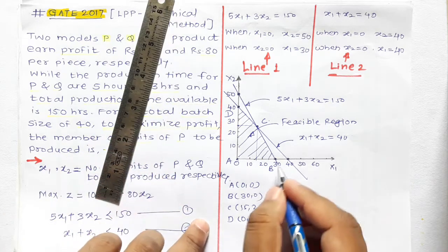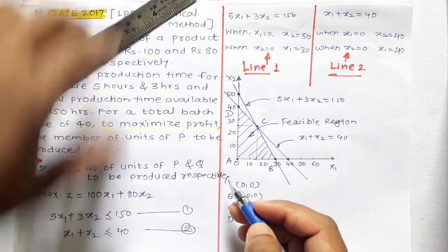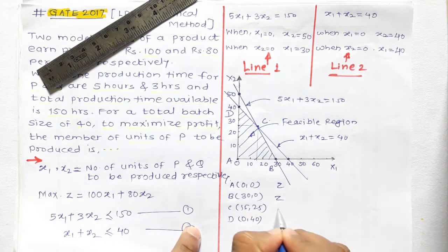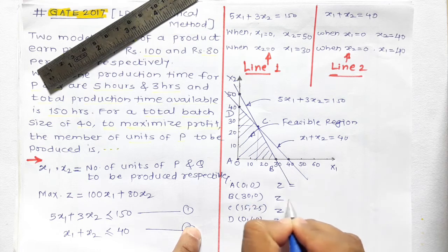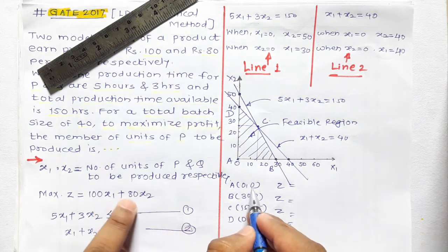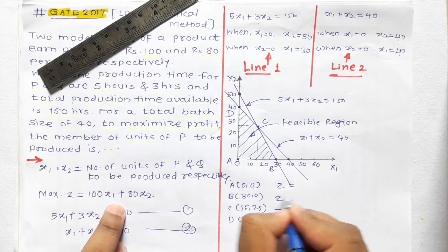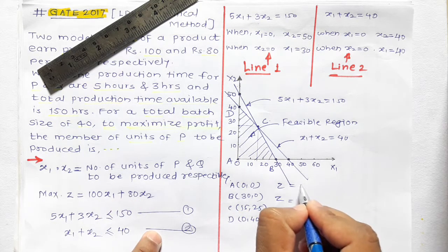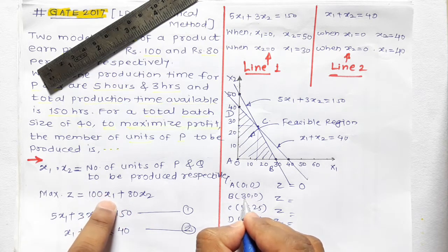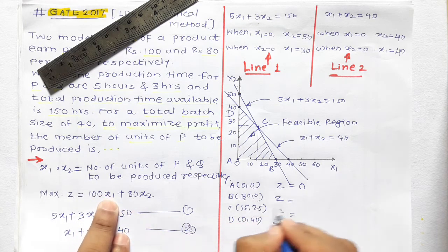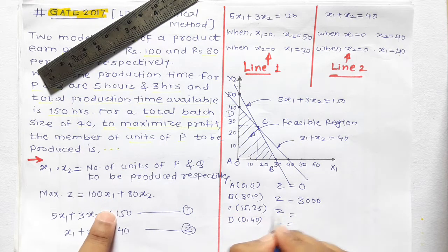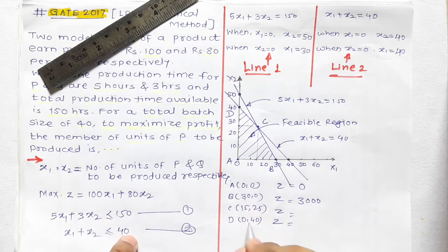Now let us find the values of this objective function z for these coordinates. Simply we have to put the value of x1 as 0 and the value of x2 as 0. So for A, 0, 0, z is equal to 0. When B is 30, 0, that means x1 is equal to 30 and x2 is equal to 0, we will get 3000. Likewise, we have to calculate the objective function for all these four coordinates.